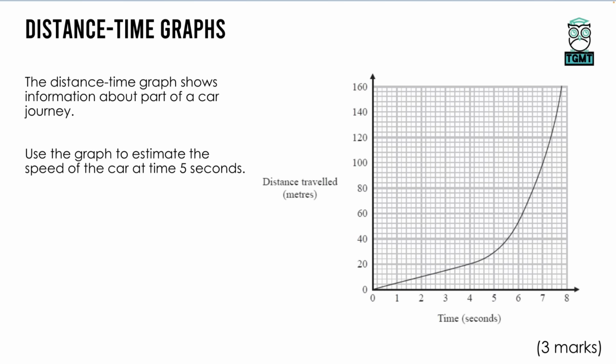Okay, so looking at some distance time graphs. Now this one here says the distance time graph shows information about parts of a car journey. Use the graph to estimate the speed of the car at a time 5 seconds. Well, if we go up from 5 seconds to the graph, you can see it's just here. Now, because the graph is a curve, it means we can't find the gradient of the line because it's a curved line. So in order to find the gradient at this point, we have to draw a tangent. Now, a tangent is a straight line which is going to touch the curve at that point and then carry on going. Now, we want to draw this tangent big enough that we're actually going to be able to find the gradient of it.